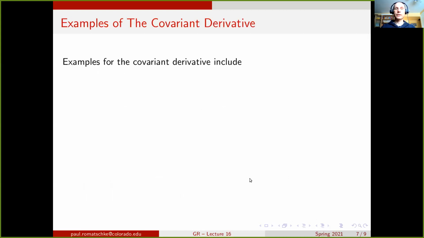Okay, what are examples for the covariant derivative? For instance, we can consider the covariant derivative acting on a scalar x, so something that has no index at all. In this case, because there are no indices, the covariant derivative is just equal to the normal derivative acting on that same scalar.